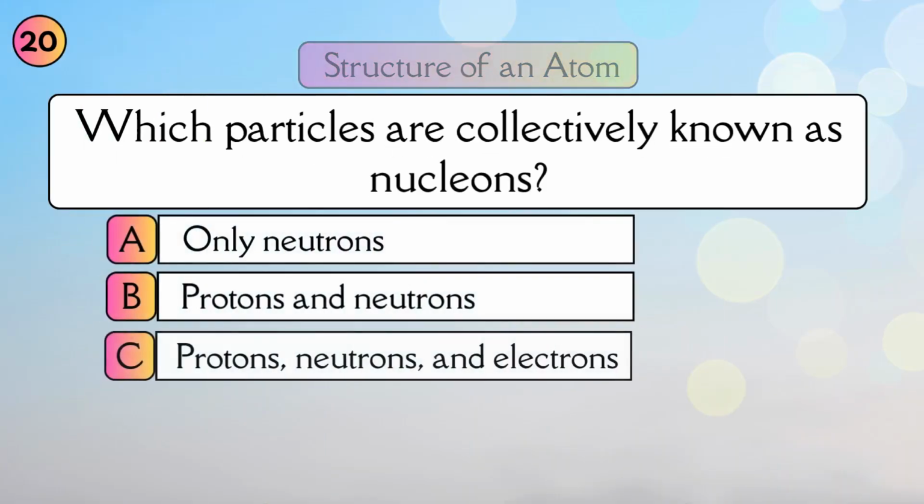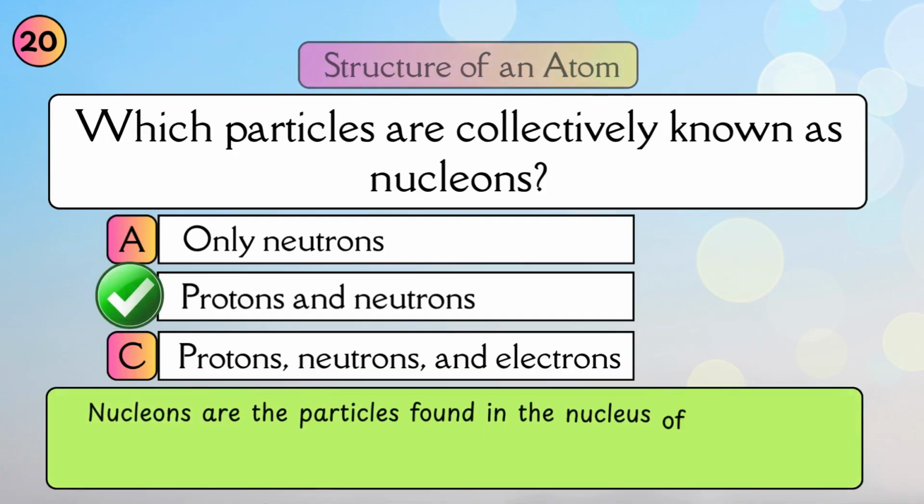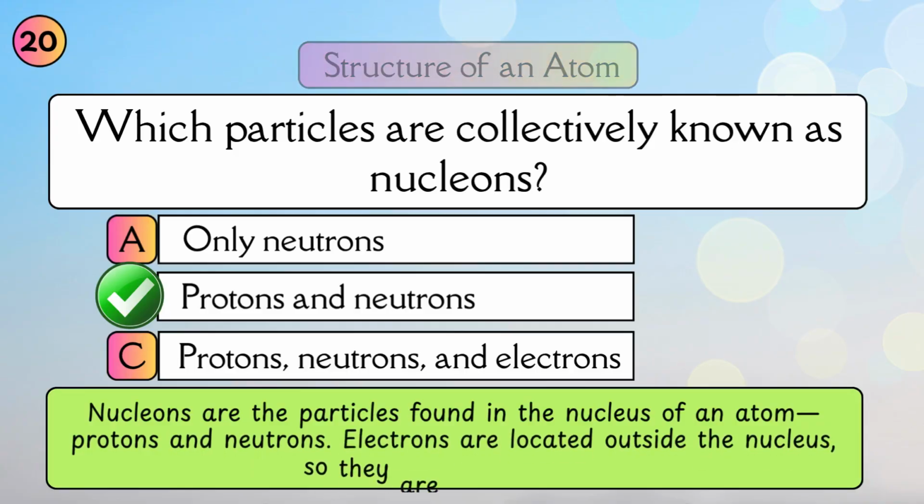Which particles are collectively known as nucleons? The correct answer is protons and neutrons. Nucleons are the particles found in the nucleus of an atom, that is, protons and neutrons. Electrons are located outside the nucleus, so they are not nucleons.